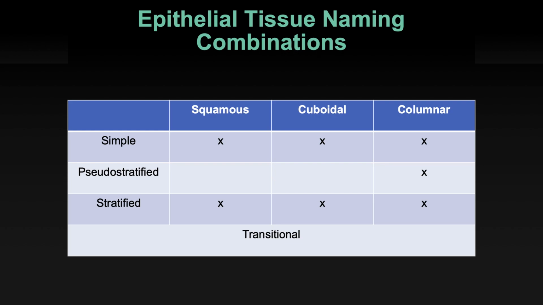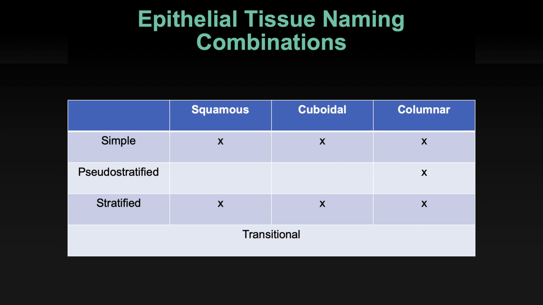Notice you can't have pseudostratified squamous epithelium. The X's are all the combinations that are possible, and what we haven't talked about yet are transitional cells. We don't often focus on those because transitional cells can change shape. Think of your bladder. If you've been holding it in for a long time, your bladder can distend and stretch, and the cells of your bladder can actually change shape. They might go from cuboidal to columnar. They're transitional.